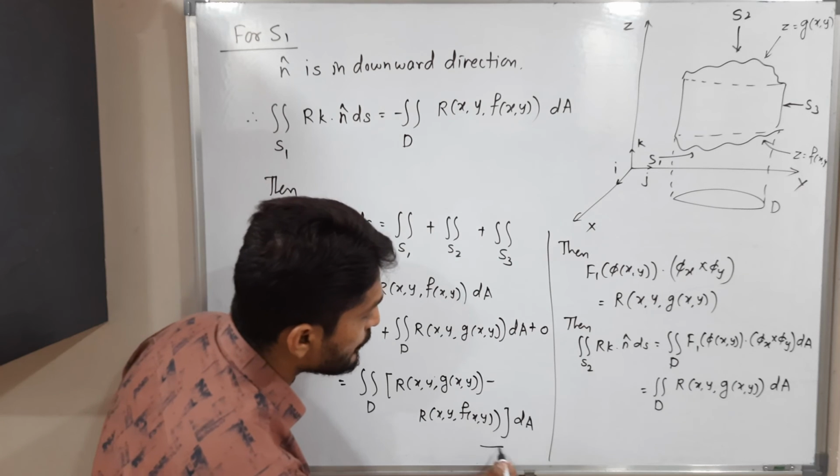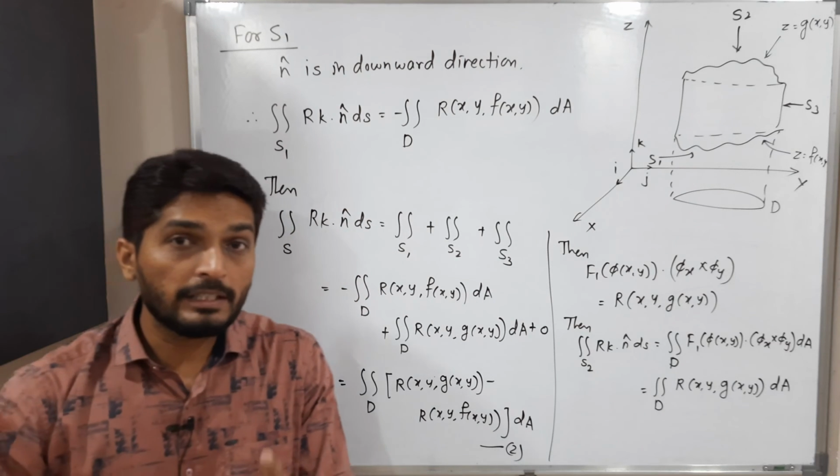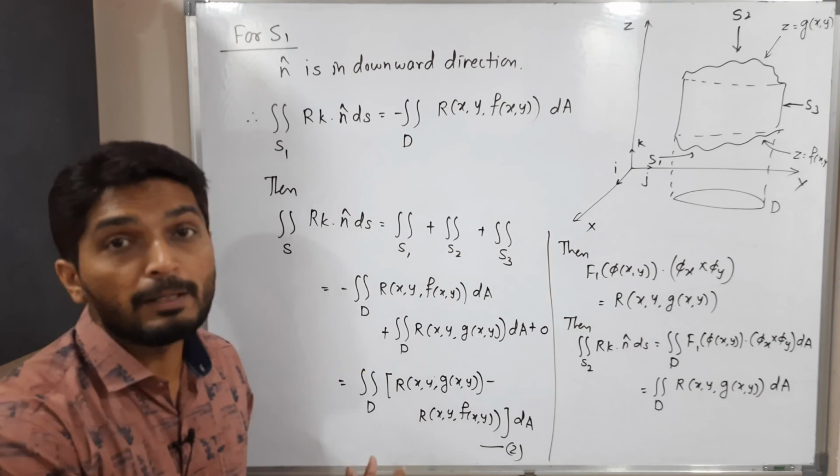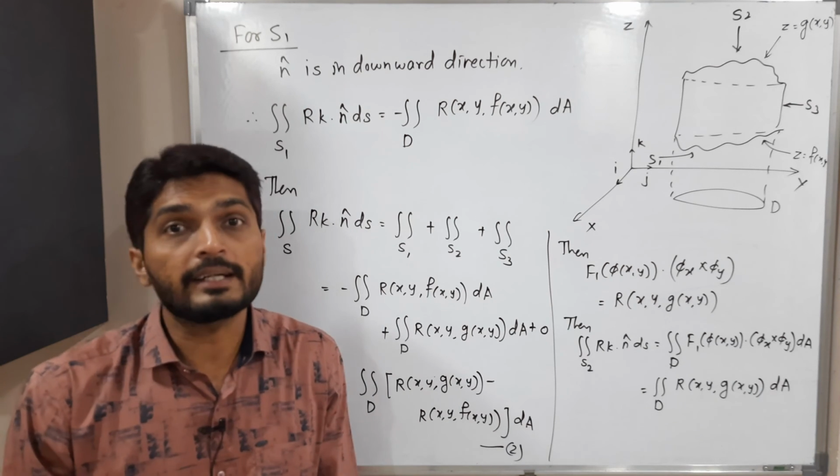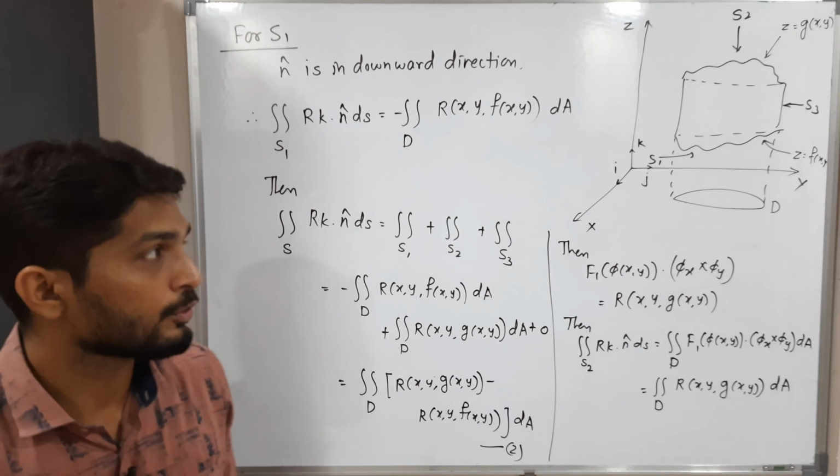I am calling it equation number 2. You remember in equation 1 we also got the same double integration. So in equation 1 and equation 2 we got the same right hand side. So that is why you can say the left hand sides are also the same.